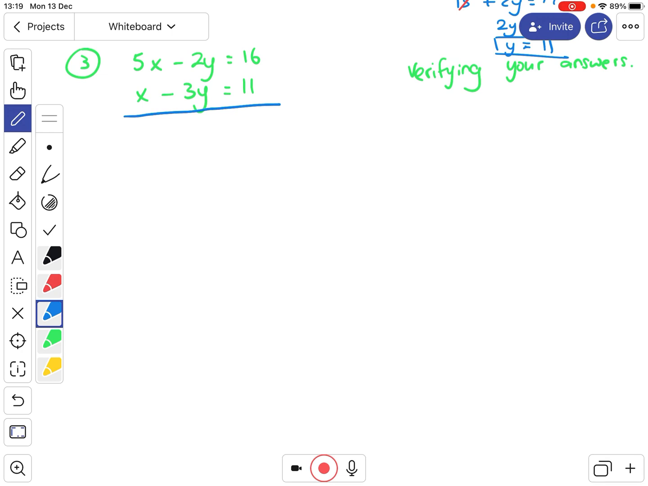So what I want to do now is I want to make my y's the same number. I know that 2 and 3 both go into 6. So I'm going to multiply the top line by 3 so that this becomes a 6, and the bottom line by 2 so that this becomes a 6.